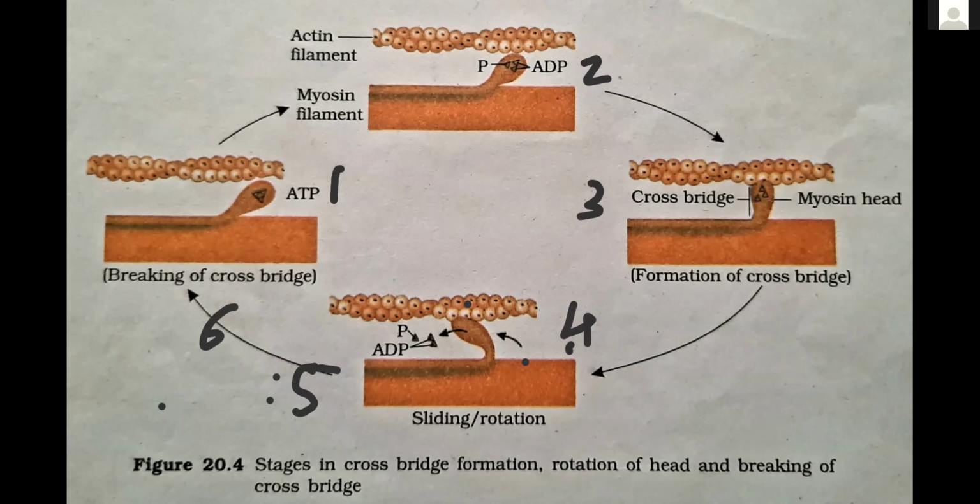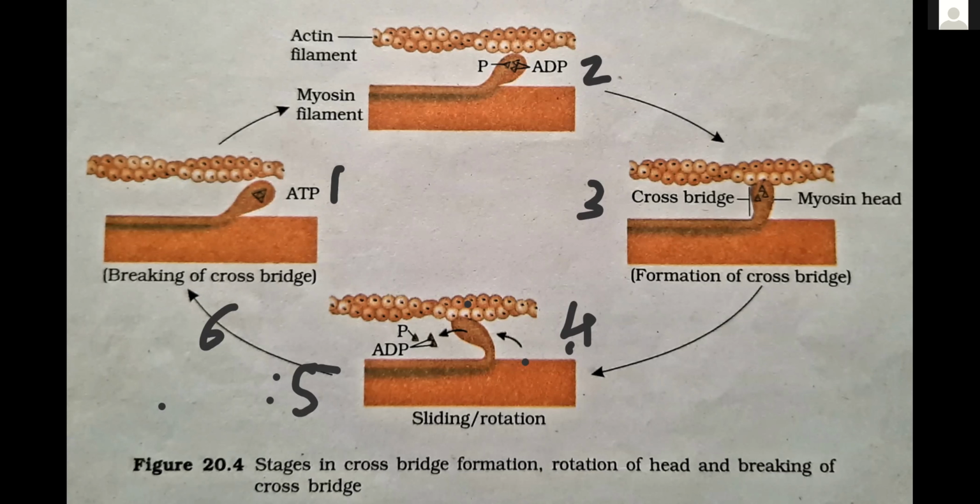Jugal, fifth. Yes, sir. ADP and phosphate are released from the head region of the cross arm. Sixth, another ATP binds to the cross bridge, and now the cross bridge is broken down. Okay, fine. Breaking of the cross bridge and separation of the cross arm from the thin filament. Excellent. Somebody else should try.